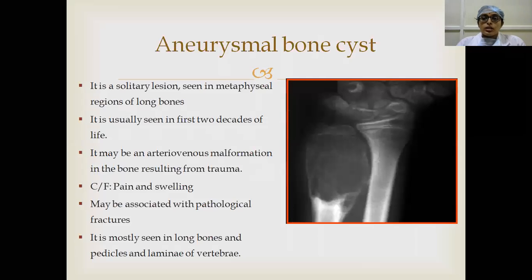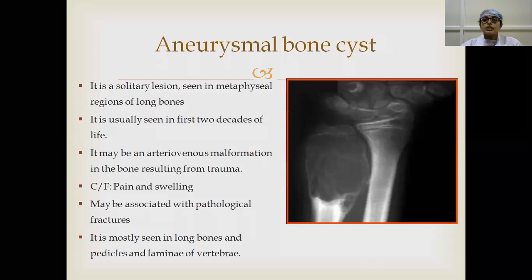And coming to the next one, aneurysmal bone cyst. It is also a solitary lesion seen in the metaphyseal region of the long bones, usually in the first 2 decades of life. One hypothesis is that following a trauma, there could be formation of arteriovenous malformations in the bone, which may result in this swelling. The main clinical features are pain and swelling, and it may be associated with pathological fractures.